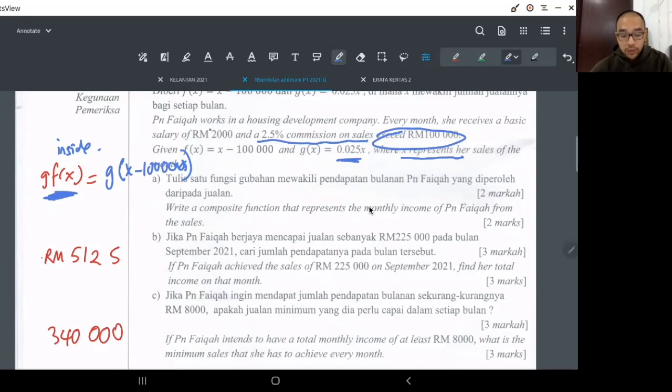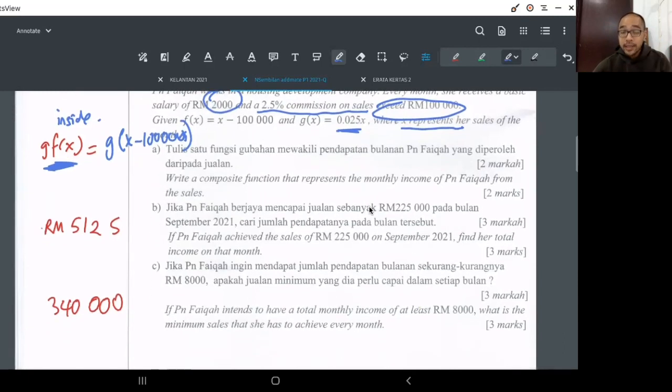Okay, so the basic is 2,000 now. This is very normal. We need to find the commission first. So how do you find the commission? You minus the 100,000, so you get 125,000. Then you times by 2.5%, and then you add on to the 2,000 ringgit. Then you get the total income. Remember, it's total income, so it's basic plus commission. Then you get the total of 5,125.